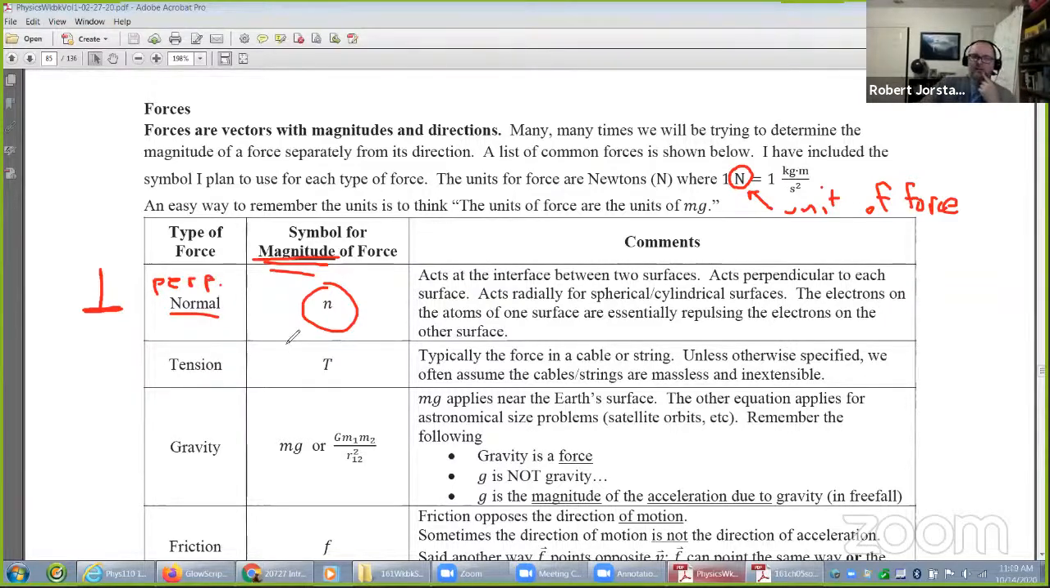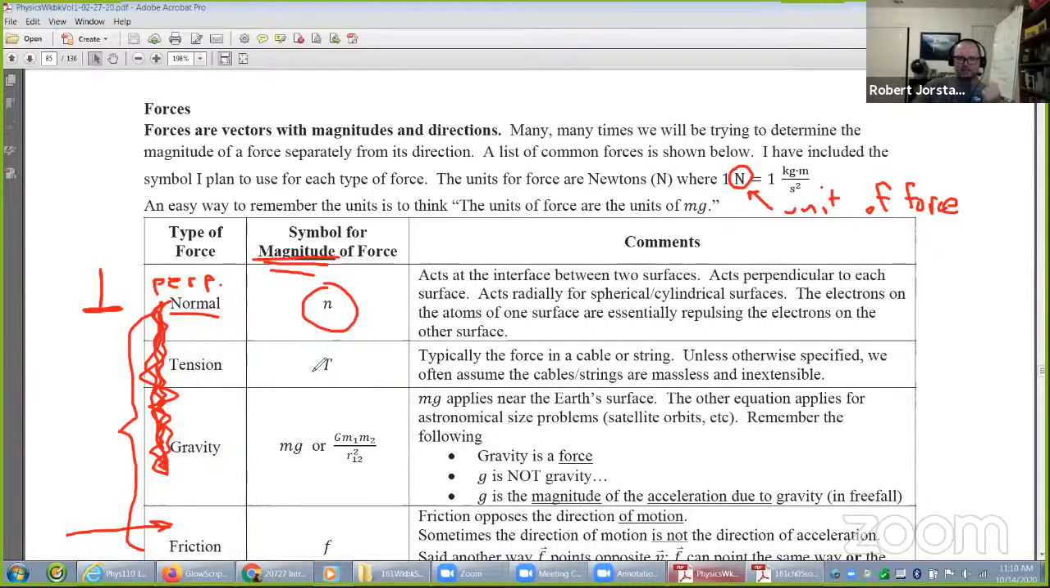Now, a normal force acts everywhere. Let me go through a couple of these. The first four of these are the big ones that we're going to be using, and we use friction in the next chapter, chapter 6. But the first three are the most important: normal force, tension, and gravity. We're going to use those a lot in this chapter.